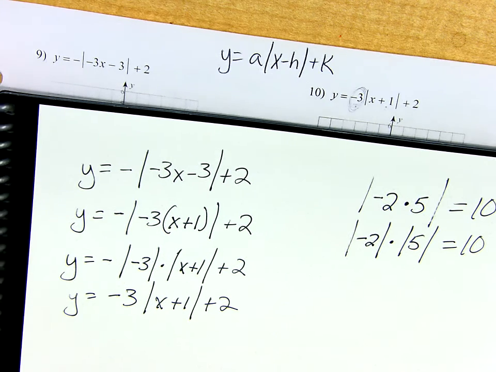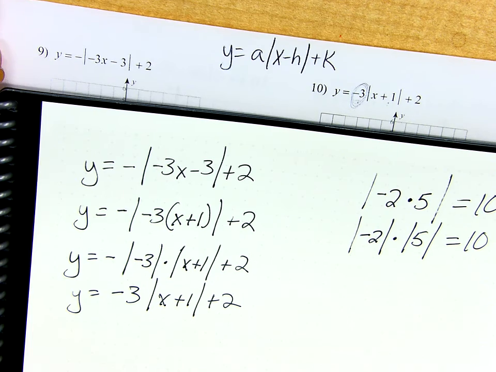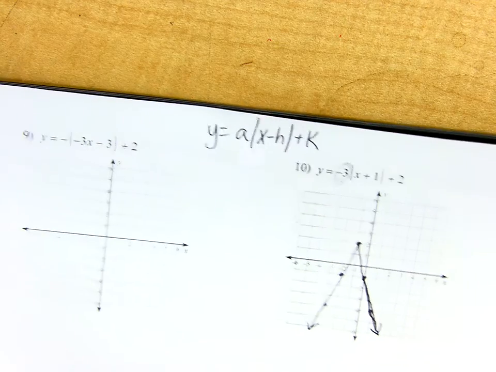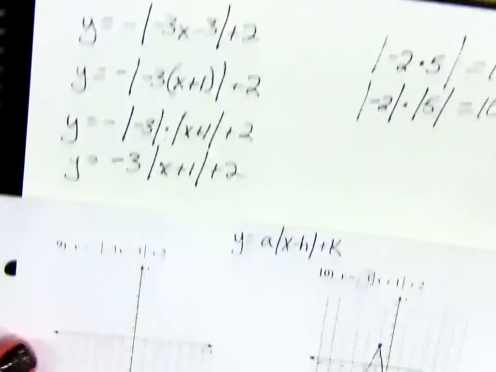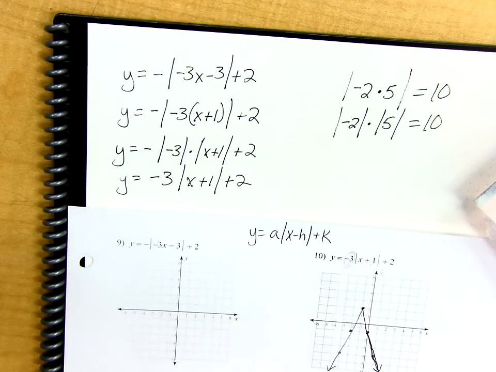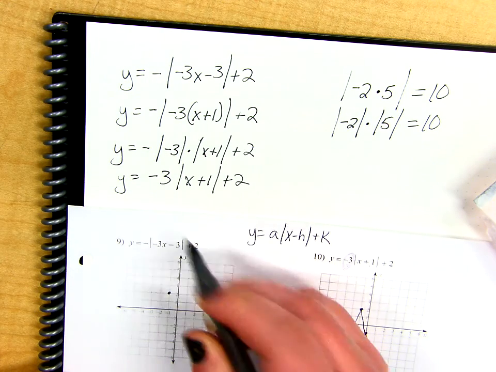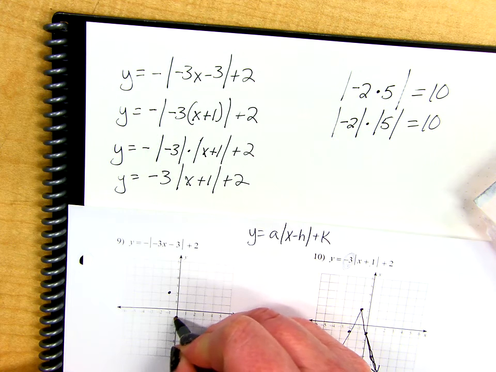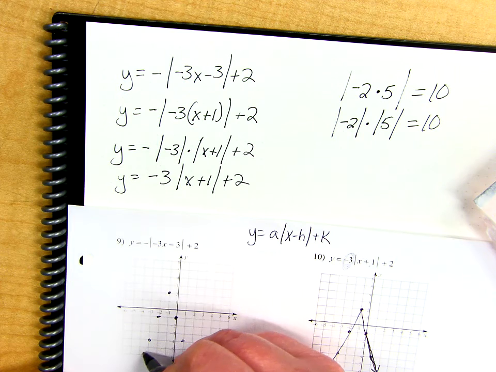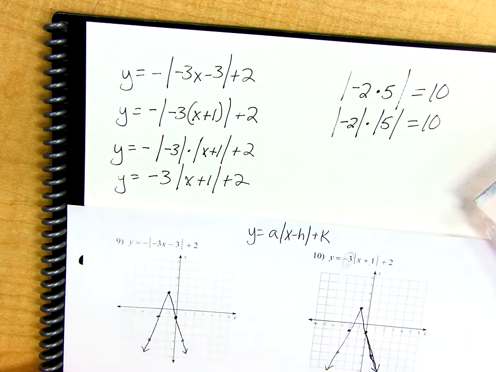Now, hopefully you can see my vertex would be at negative 1 comma 2. So you go backwards. Negative 1, 2 would be here, and then I just follow my slope. So I'll go down 3 over 1. And, oh, excuse me, all done.